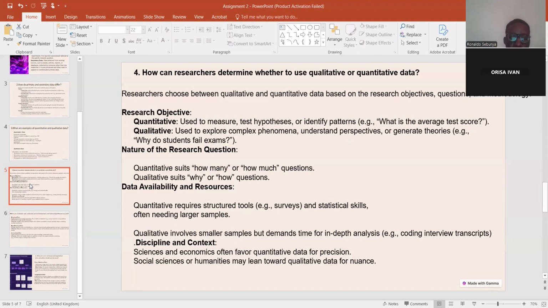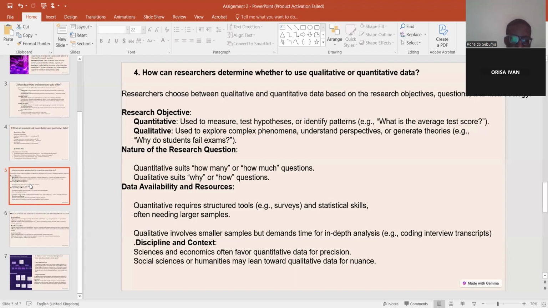One of the first decision points that we need to consider is the research objective. What are we trying to measure? Are we trying to measure something numerical, like a test score in class? That is quantitative. Is it going to be about the numbers themselves, testing the hypothesis, finding the patterns? But if we want to go deeper and understand, for example, why students are passing a certain exam and failing others, that's qualitative.